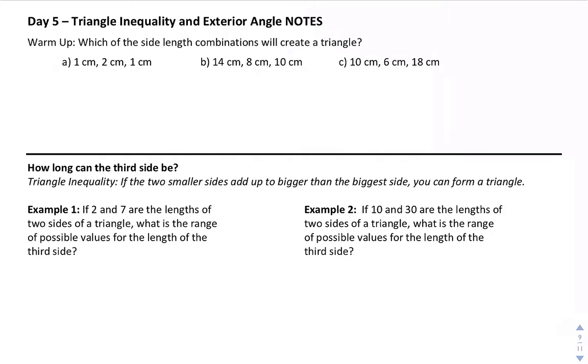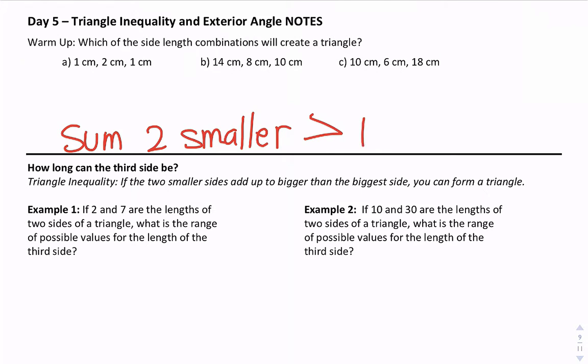So remember triangle inequality, which is the sum of the two smaller sides has to be bigger than the biggest side. So I'm going to write that as an inequality. The sum of the two smaller sides has to be bigger than the biggest side.